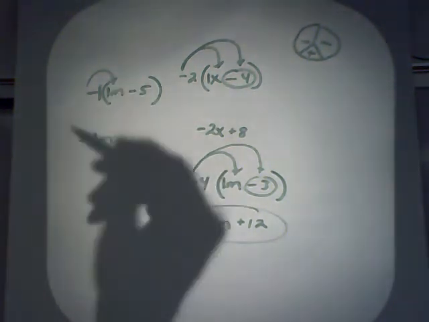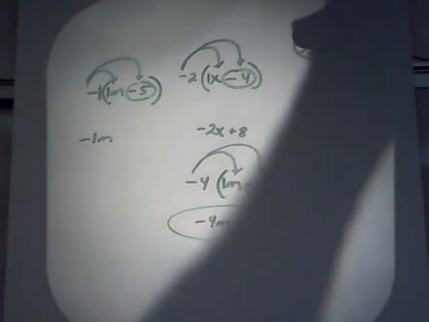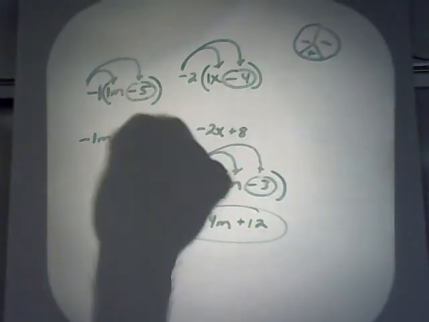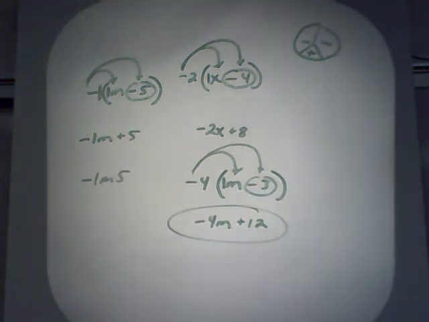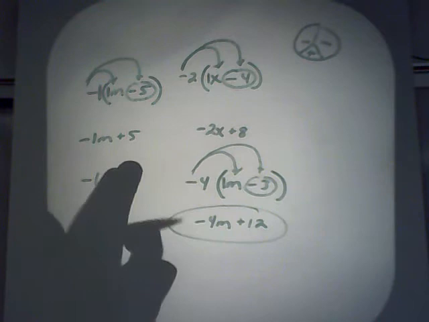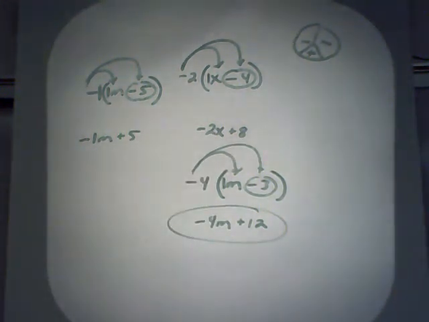-1m. What's -1 times, careful, a -5? What's a negative times a negative? Negative times a negative is a +5. Don't say this, -1m5. I don't even know what that means. Okay, no one knows what that means. -1m plus 5.